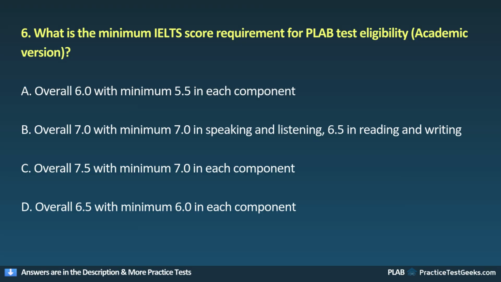6. What is the minimum IELTS score requirement for PLAB test eligibility, academic version? A. Overall 6.0 with minimum 5.5 in each component. B. Overall 7.0 with minimum 7.0 in speaking and listening, 6.5 in reading and writing. C. Overall 7.5 with minimum 7.0 in each component. D. Overall 6.5 with minimum 6.0 in each component.